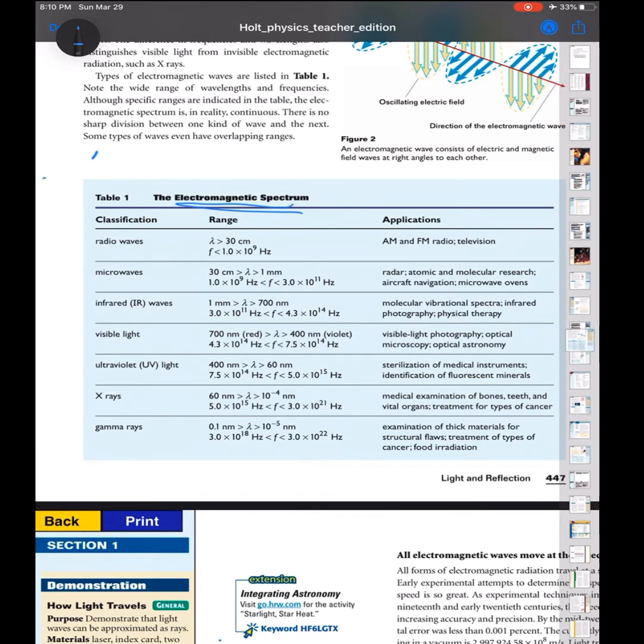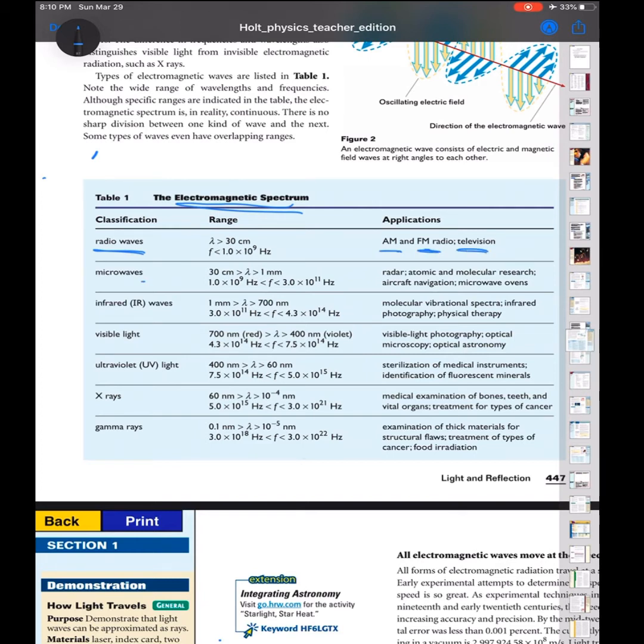The first wave we are going to have from the electromagnetic waves we call the radio wave. The wavelength, the length of this wave, starts from 30 centimeters, and the frequency of it is 1 times 10 to the power 9. We can use the radio wave for AM or FM radio or television.